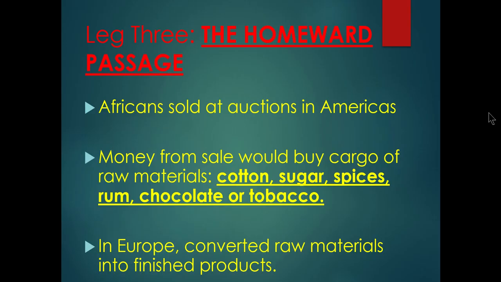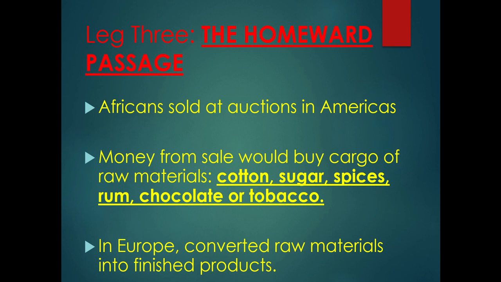All right, so now we're on to the third leg, the last leg of the triangular trade, the homeward passage. So once these ships got to the Americas, Africans were sold in auctions. The money from the sale would buy cargo for the ships like cotton, sugar, spices, rum, chocolate, tobacco, all kinds of things.